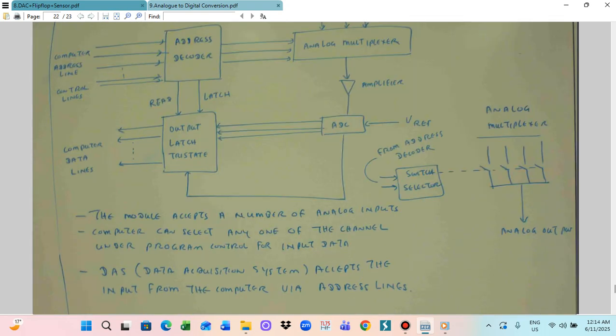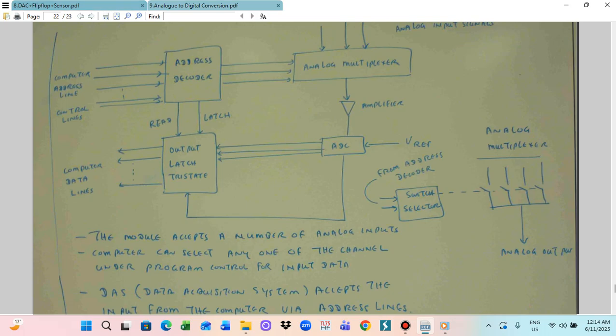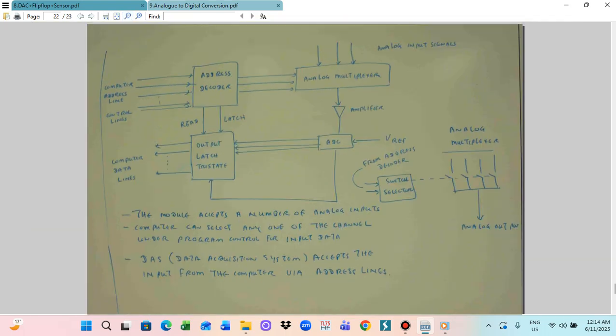Input comes with the computer address line. Address decoders are utilized, and also the analog multiplexer. The input can be an analog signal coming from the input lines, so those lines need to be multiplexed. The analog multiplexer and the address decoders need to be interfaced. After that, those signals are sent to the operational amplifier, and then to the analog to digital converter. This analog to digital converter controls the output latch. Then the output latch is connected to the computer data line. So this is called the data acquisition system.